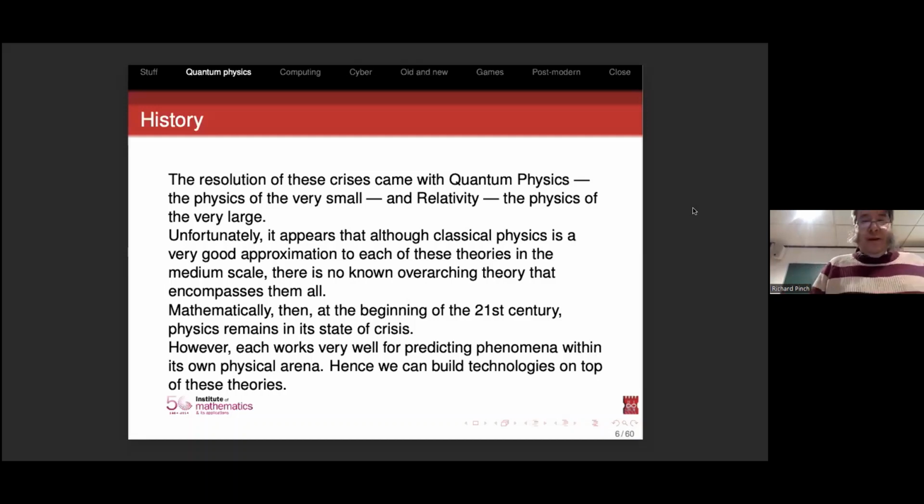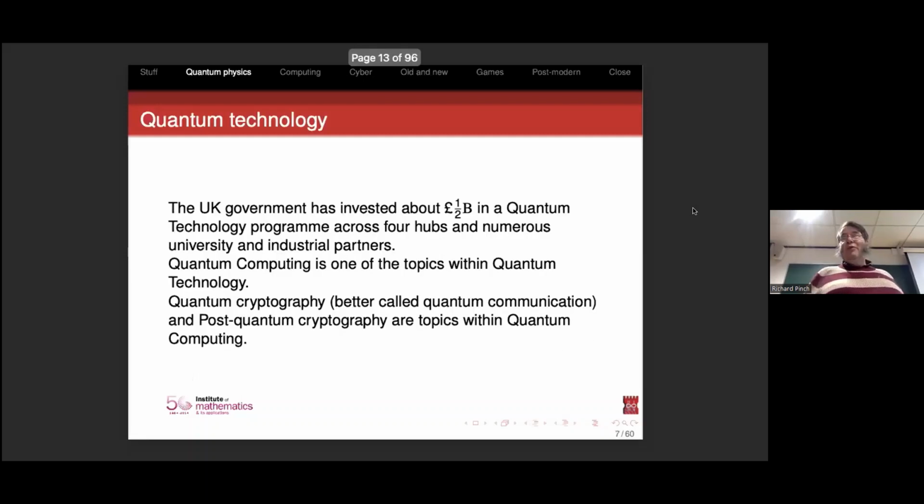But the important fact is that each branch works very well for predicting phenomena in the right physical arena. So we can build technologies on top of these theories. And one of the things I want to talk about is quantum technology. So the government has invested more than £500 million in a quantum technology program across 4 hubs and numerous university and industrial partners. Quantum computing is one of the topics within quantum technology. Quantum computing is what I want to talk about. One thing I want to talk about.